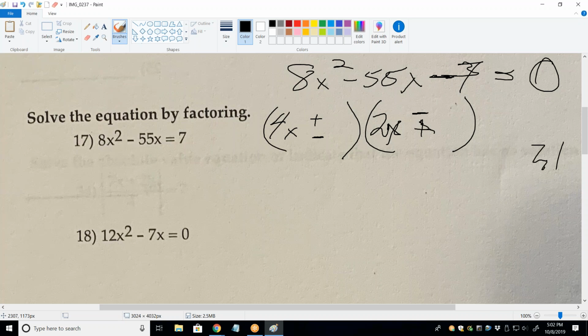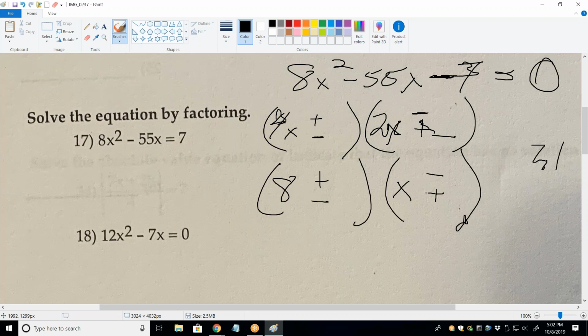Obviously, I'm not going to get up to 55 trying 7 and 1. Even the 7 multiplied by the 4 only gets me up to 28. So I'm going to have to use 8 and 1 instead of 4 and 2. So it's 8 plus or minus times x minus or plus. And now the 7 looks like it needs to go right there. The 1 needs to go right there. That gives you the proper middle term.